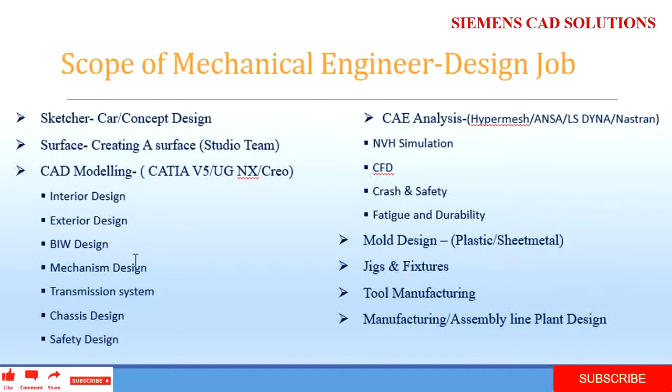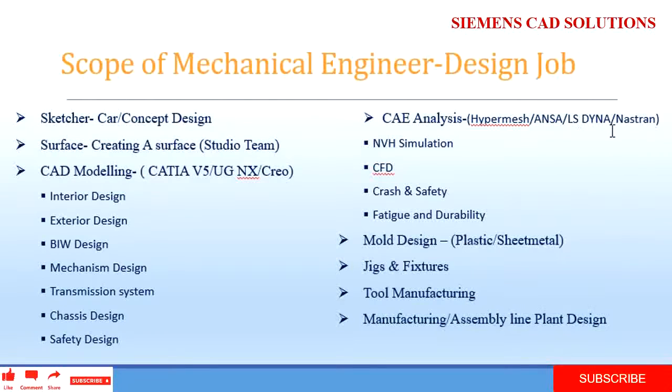And then if you want to be a CAE engineer, then you need to learn HyperMesh, ANSA, LS-DYNA, Nastran. HyperMesh is used for NVH simulation, CFD simulation, crash analysis, and ANSA will also be used the same way, for fatigue and durability. LS-DYNA and Nastran are used for crash analysis and side impact. All the vehicle virtual safety things will be done using this software.